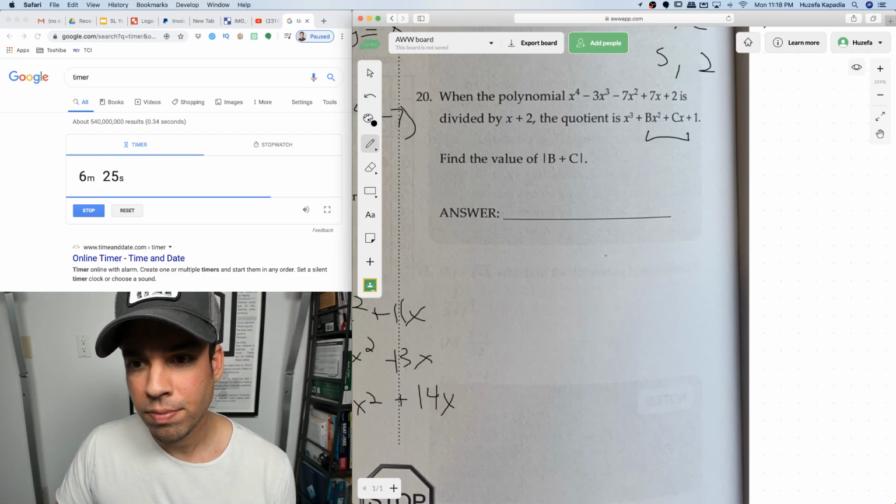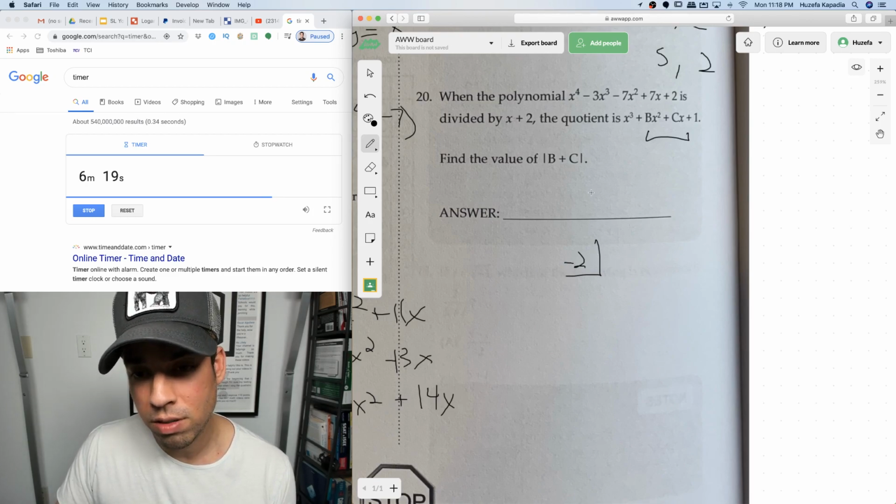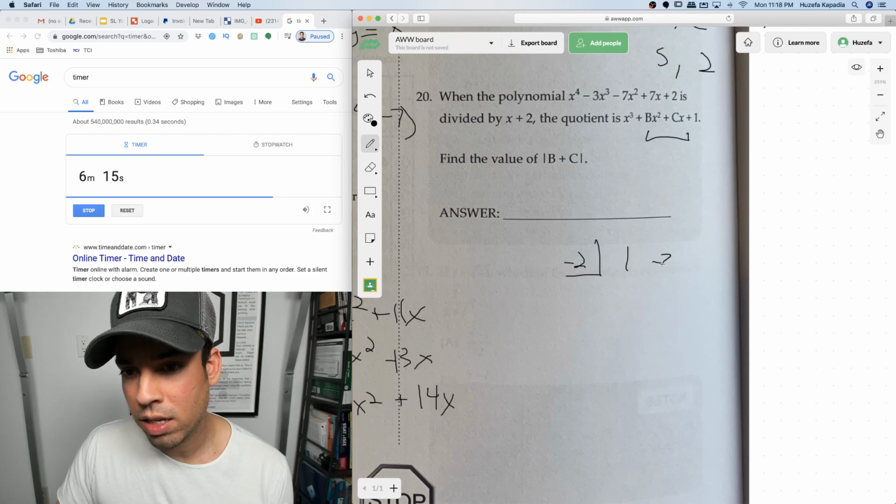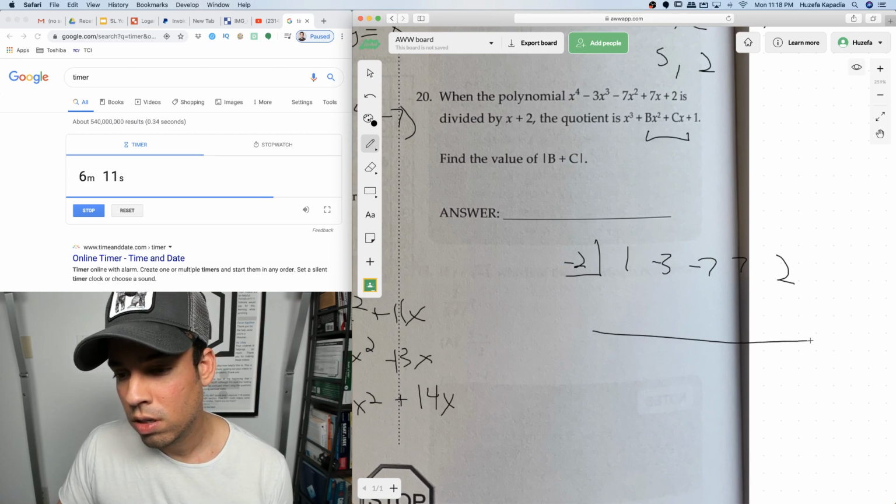It's much easier. So I put -2 in the box, if you guys remember this, because it's x plus 2, so it's always the opposite of that. And then I got a 1 coefficient for x to the 4th, -3 for that one, -7, +7, and 2. And let's do some synthetic division.